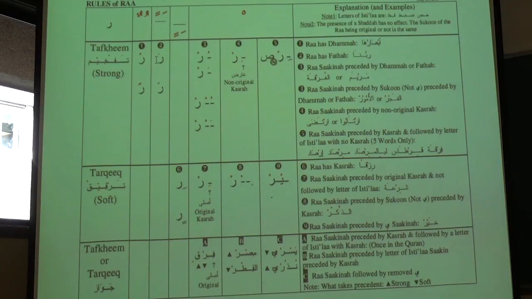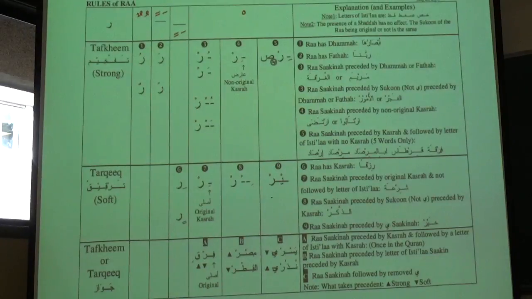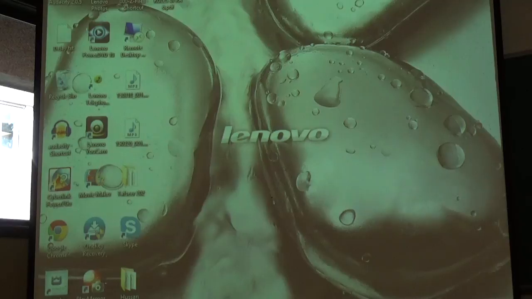Because what we would have expected is the kasra to make it soft. You remember that if the ra has a kasra or it has a sukoon and before it kasra, normally it would make the ra soft. But because the kasra here is not original, it made a difference. So it made a difference. And the example here, as I said, we say irtabu with a strong ra, not a soft one. And this is a common mistake.